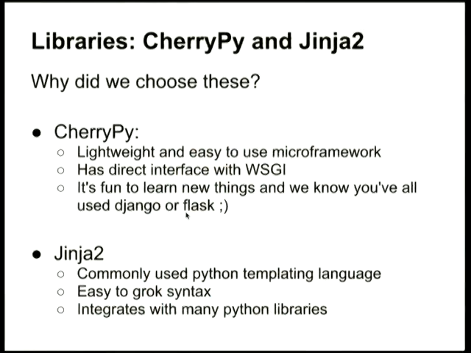Jinja 2 is a really commonly used Python templating language. It is one of, I think, the fastest Python templating languages in terms of benchmarking. It's easy to grok the syntax, so it's really easy to look at Jinja 2 templates and begin to understand what's happening. And it integrates with many Python libraries. So you can use Jinja 2 with Django, you can use Jinja 2 with Flask, with pretty much most Python frameworks I've ever come across. So it's very portable.